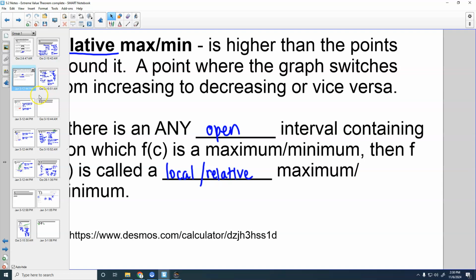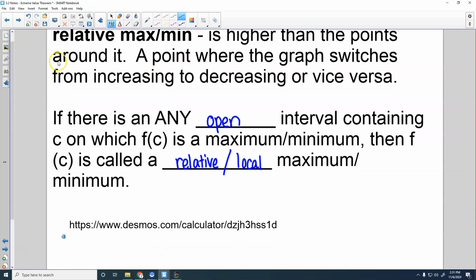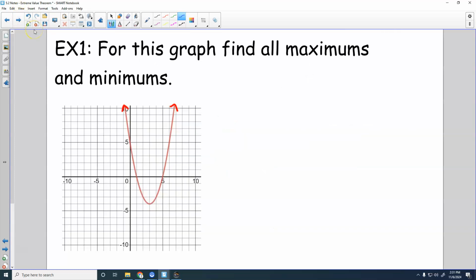So let's keep going. Oops, I might need to keep that open in case I forget something else. All right, so for this graph, we're going to find all maximums and all minimums. Okay, this one is not going to take long because you only have one, right? And we've got a minimum point right here. The coordinates for that are 3, -4.